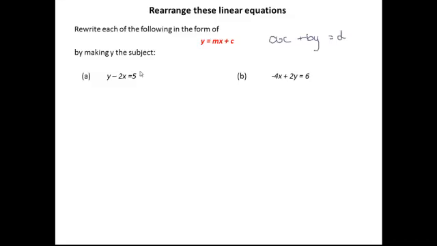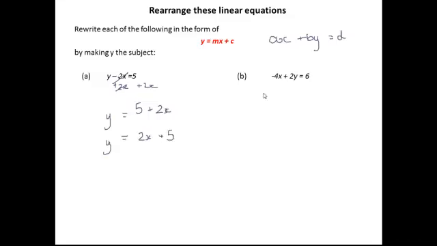So let's take a look at this first one here. I want y equals on the right-hand side. I don't want that minus 2x in. So what I can do is add 2x to both sides, and that gets rid of it on this side, which gives me y is equal to 5 plus 2x. Or I can swap those around and just write 2x plus 5 because they're both positive.